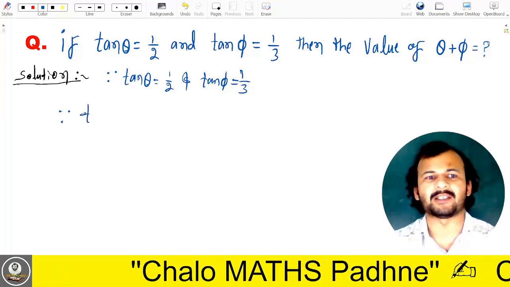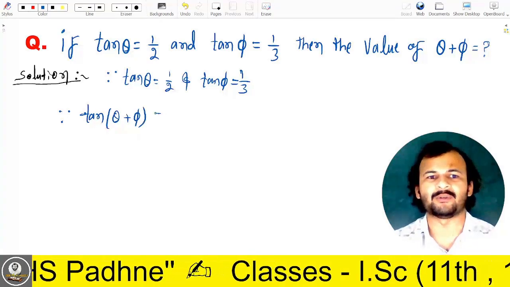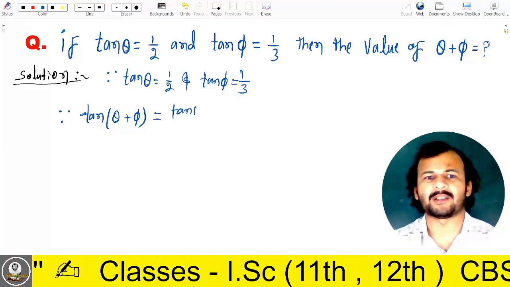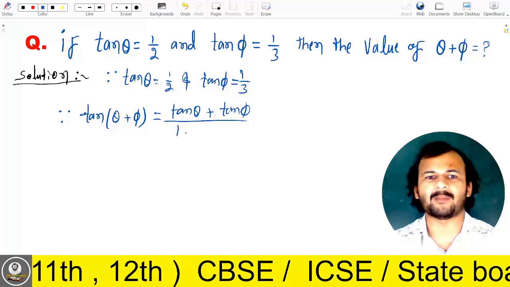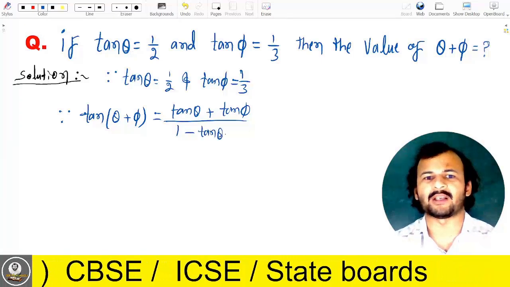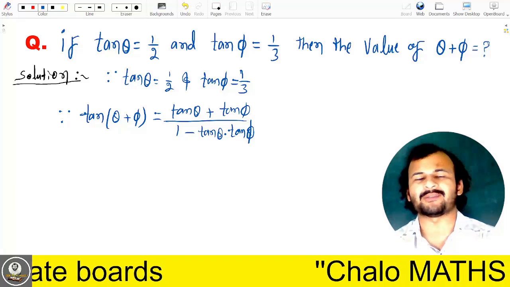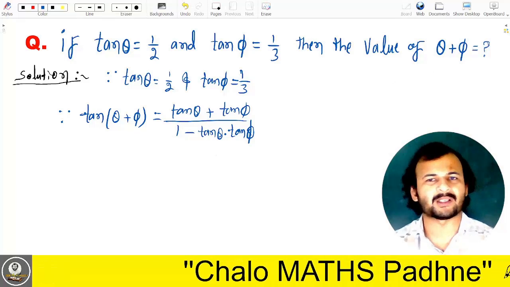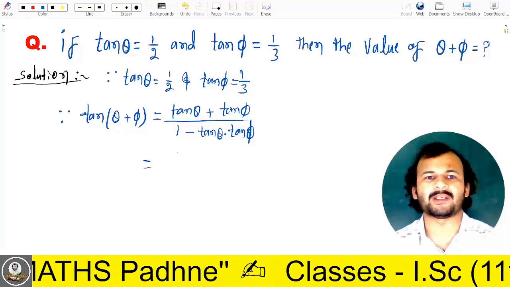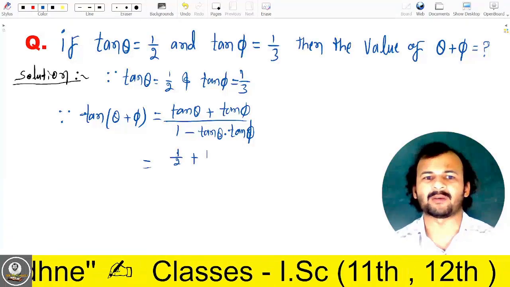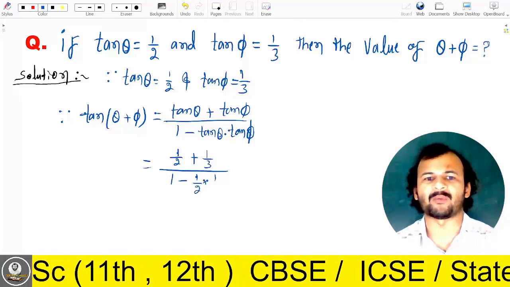And we know that tan(theta plus phi) is equal to tan theta plus tan phi divided by 1 minus tan theta into tan phi. Okay, we use this formula, and by using this we can find the value of theta plus phi easily. Put the values of tan theta and tan phi, then we get 1 by 2 plus 1 by 3 divided by 1 minus 1 by 2 into 1 by 3.